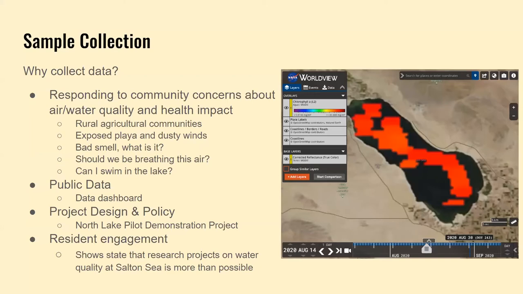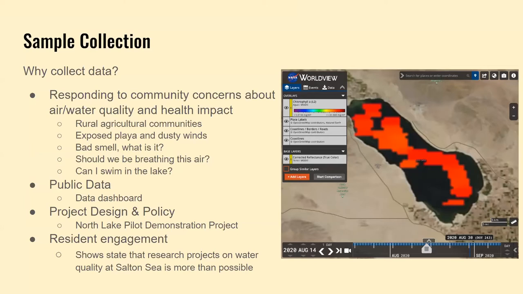Yeah, so next I'll be talking about the sample collection. Kind of to go back on what Consuelo was saying in her presentation. So why collect the data? You know, with any initiative, there has to be a motive. There are several factors that influence why this is actually happening. First off, it's in response to community concerns about air and water quality and its effect on health.